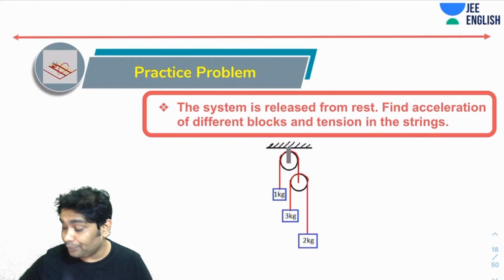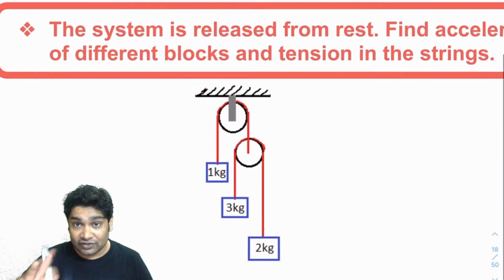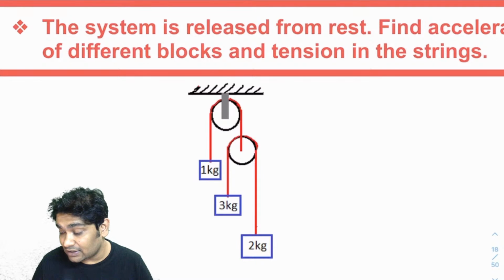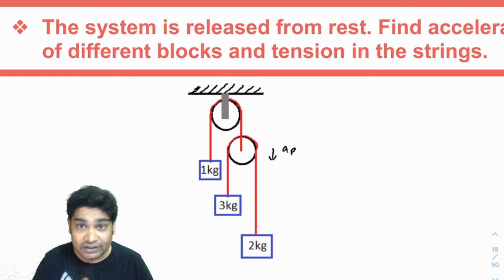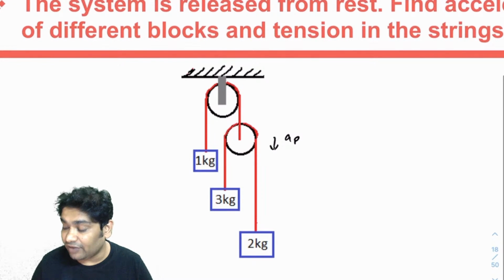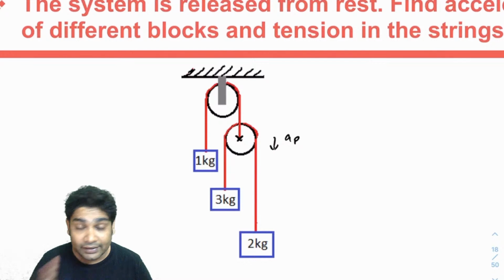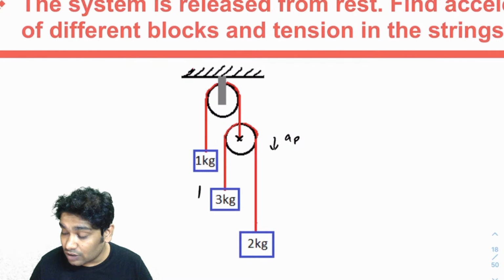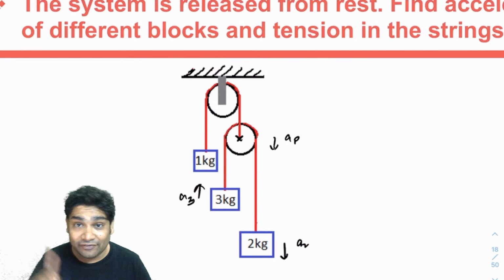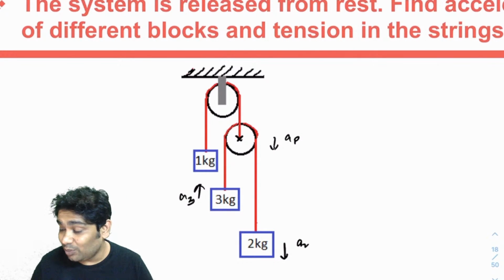See, I'll tell you one thing. Suppose this pulley is moving down with acceleration A pulley. If I go into the reference frame of the pulley, you realize now the pulley has stopped. In the reference frame of the pulley, let's say this is moving up by some A3, and this is going down by some A2. So both of them would be going with the same accelerations, by the way.